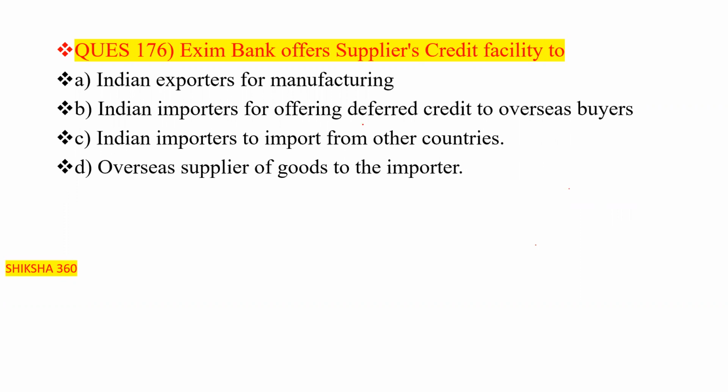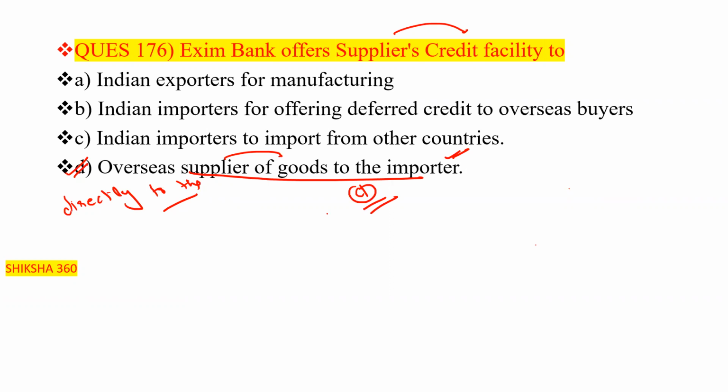So EXIM Bank offers suppliers credit facility directly to the overseas supplier of goods to the importer. Under the IDPMS, we have discussed regarding that. So EXIM Bank offers suppliers credit facility directly to the overseas supplier of goods to the importer. So option D is the correct answer. Please remember these things.